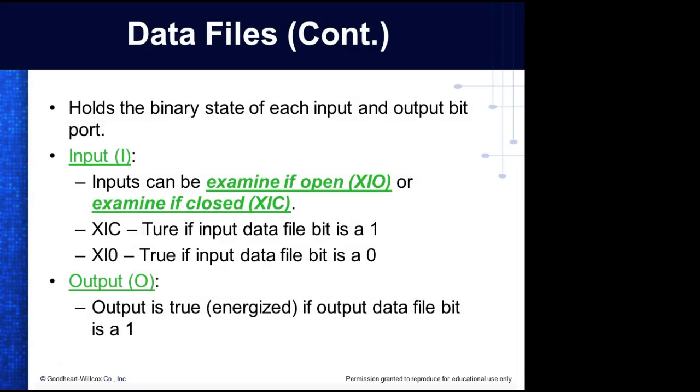So data files hold the binary state of the inputs and outputs. This is the difference right here, an examine if closed. If a voltage comes in on the input port, it puts a 1 in the input data file for that bit. If a 0 or no voltage comes in, it puts a 0 in the bit that belongs to that. So the difference between examine if open and examine if closed is that the program looks at the state of that bit in 2 different ways.